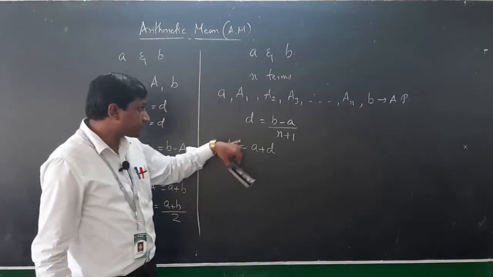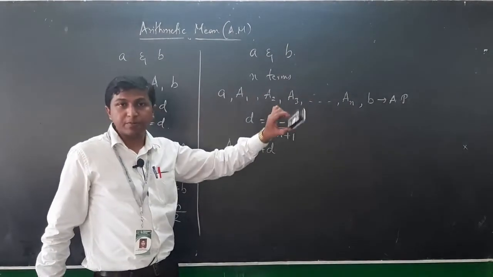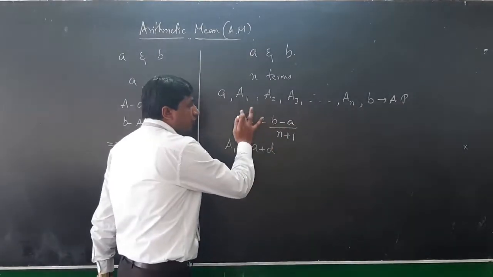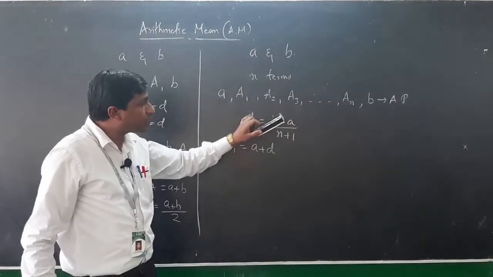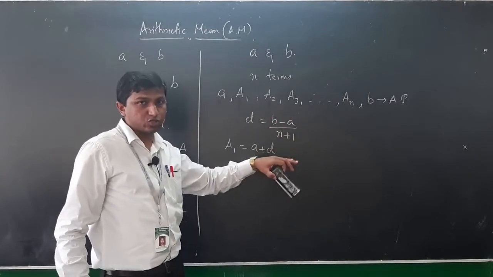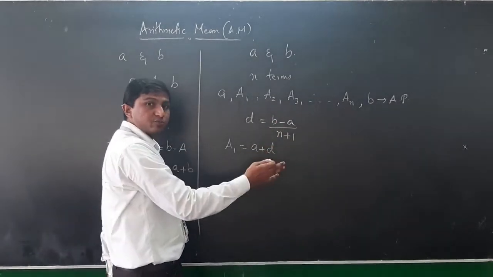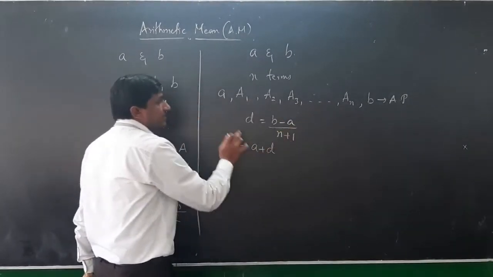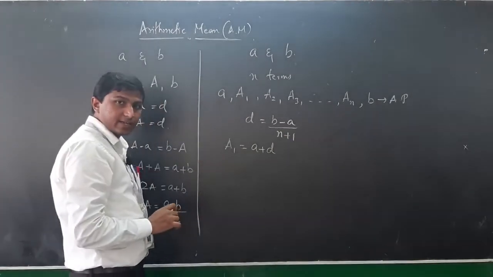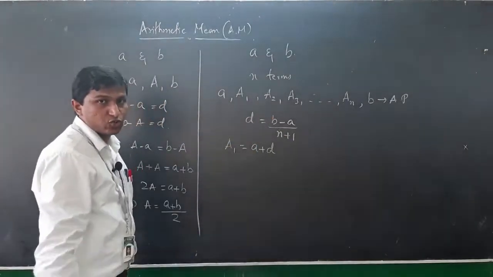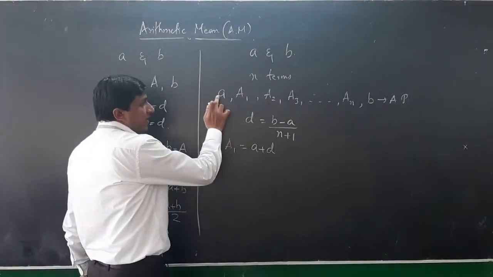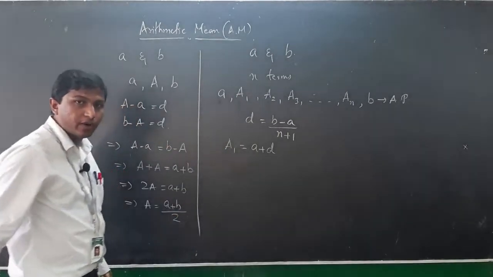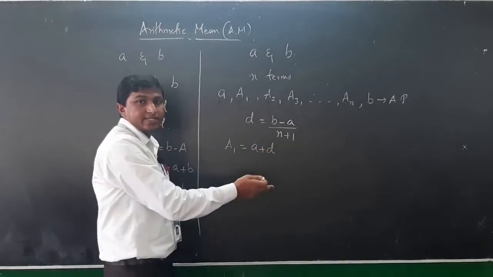I repeat once again: we have been given a and b, and we have to insert some n number of terms. We use the formula for the common difference, d equals (b minus a) by (n plus 1), where n is the number of terms to be inserted in between a and b. You can see in this sequence, a is the first term, A1 is the second term, A2 is the third term, and so on. So if a is the first term and d is the common difference, then the second term, capital A1, will be nothing but a plus d.